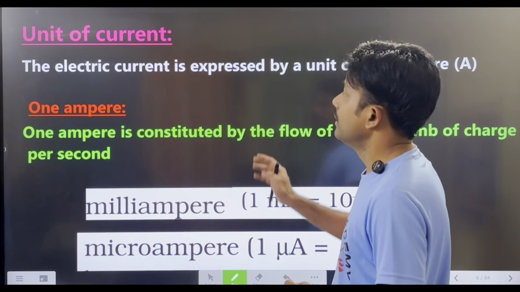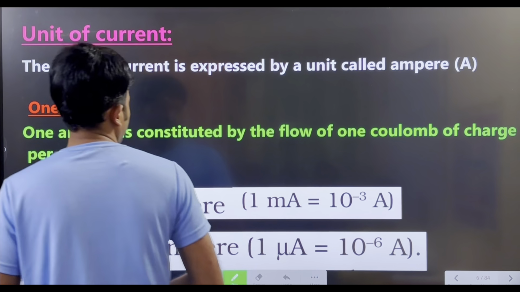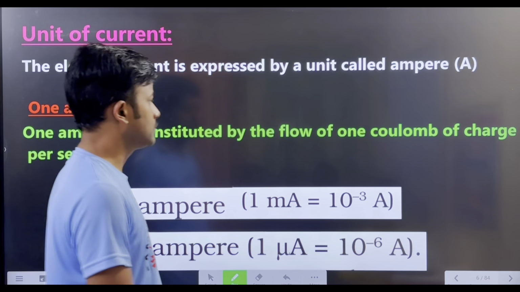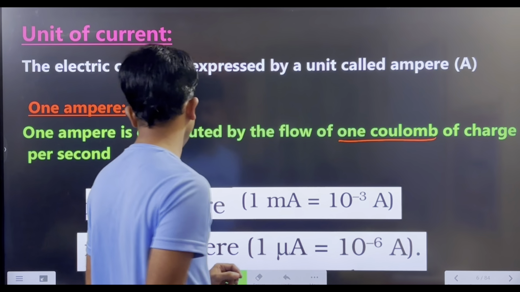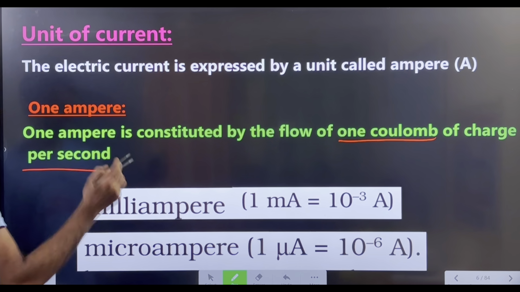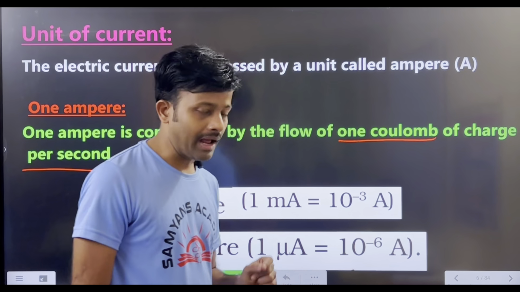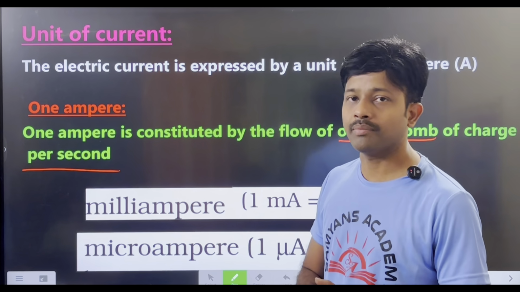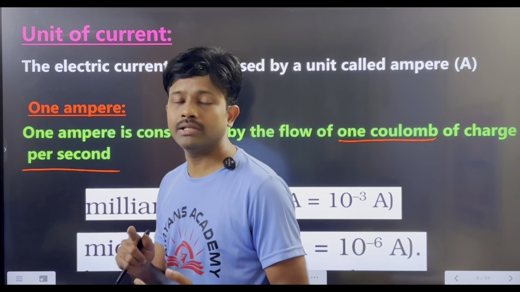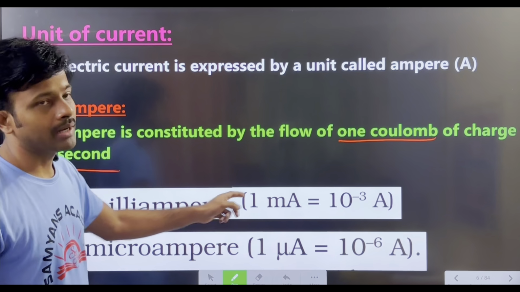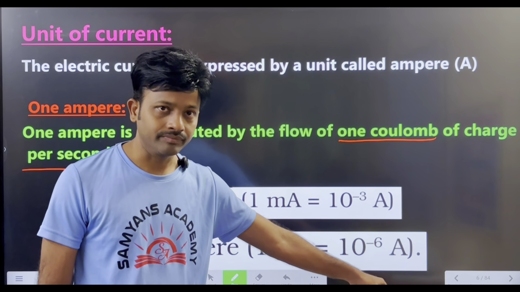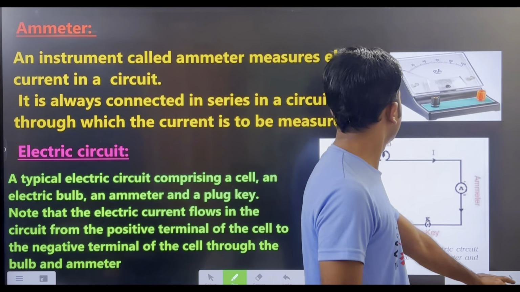Let us see now. The electric current is expressed by a unit called ampere. Then the definition of ampere: 1 ampere is constituted by the flow of 1 coulomb of charge per second. So this we call 1 ampere of current. Here we have the different units of the ampere. So milliampere is there, microampere is there. So milliampere equals 10 power minus 3 ampere, and microampere equals 10 to the power of minus 6 ampere. Is it clear, everyone? And move on to the next one.